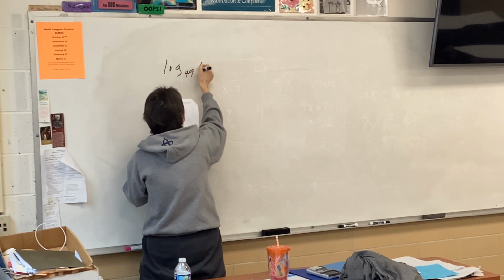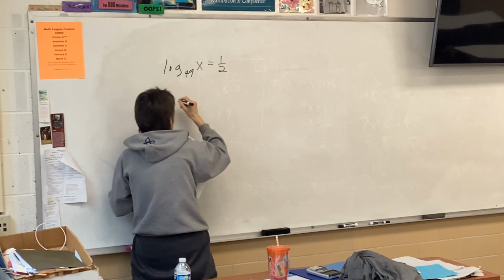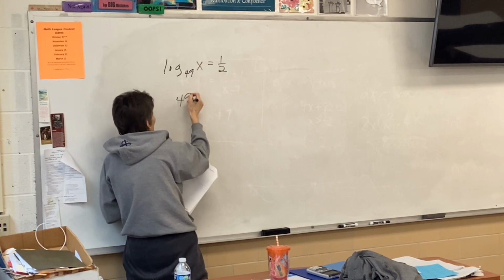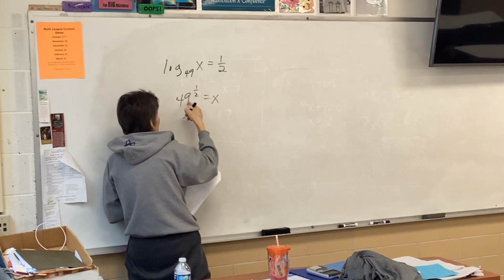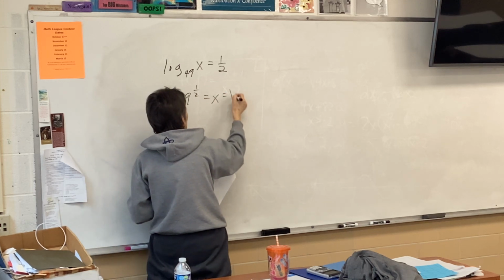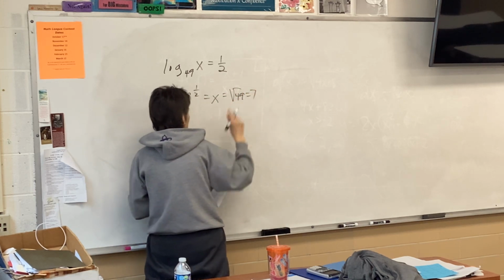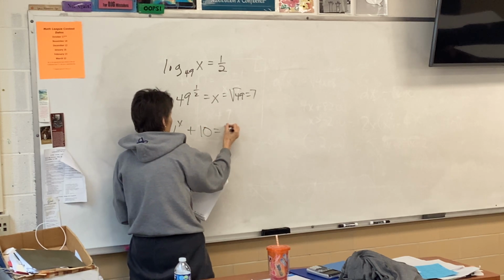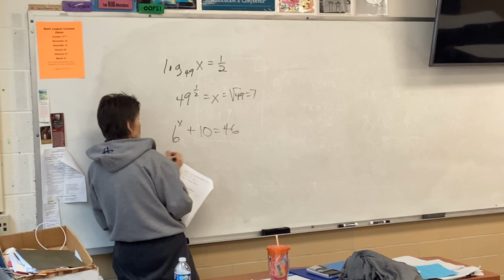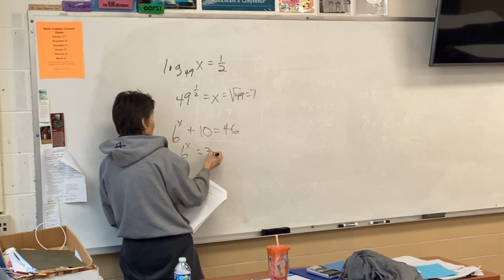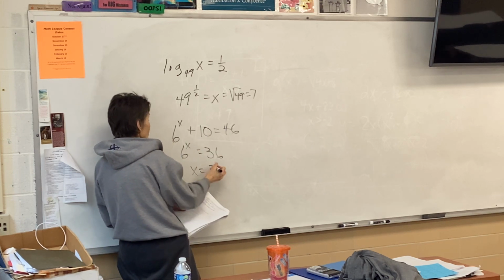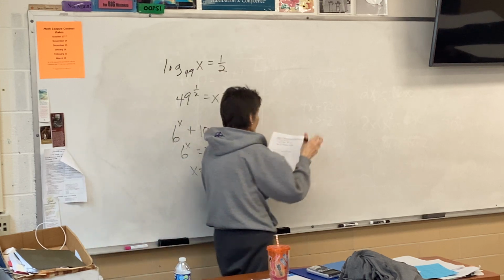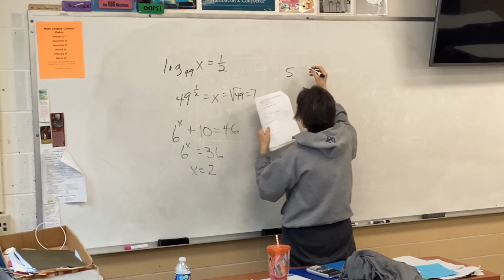Again, this is review. This should be easy for you. So we're going to log roll this. 49 to the 1/2 is x. That means the square root of 49, which is 7. Next, we're going to solve this little exponential, so we'll subtract 10, and then it becomes a no-brainer. X is 2. I told you this was easy.